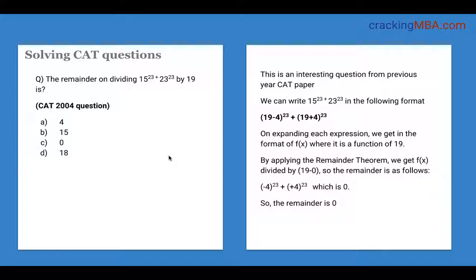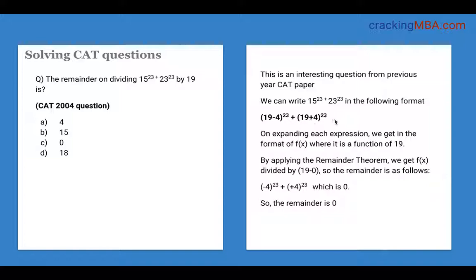Now let us look at another CAT 2004 question. What is the remainder on dividing 15 power 23 plus 23 power 23 by 19? This is an interesting question. We can express 15 as 19 minus 4 and 23 as 19 plus 4. If we expand this, we will get an expression which is a multiple of 19. We can write f of x as a big expression which is 19 power 23 plus 23c1 into 19 power 22 multiplied by 4 and so on.